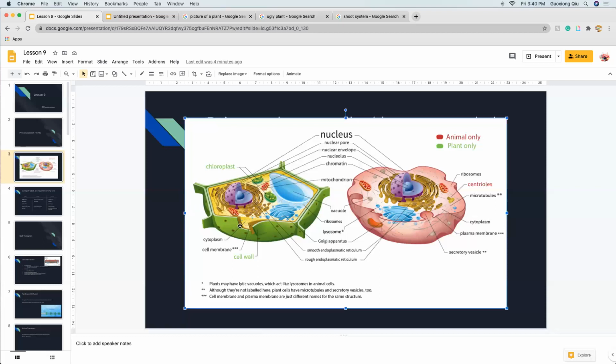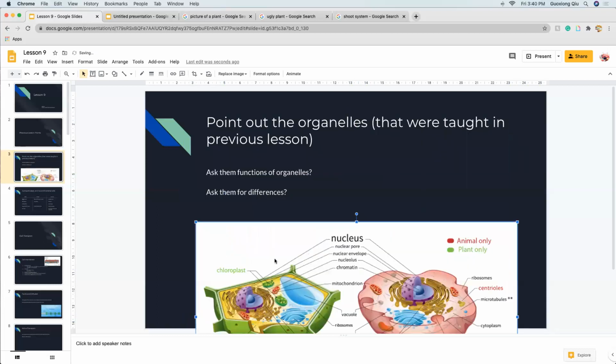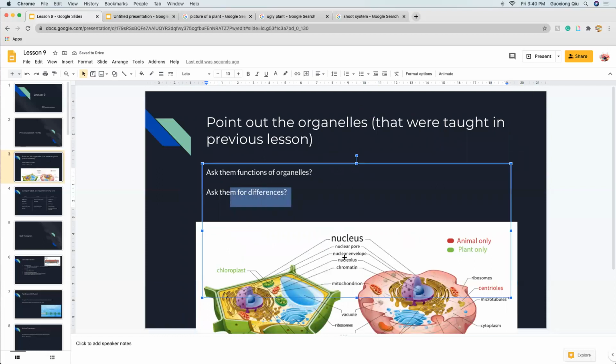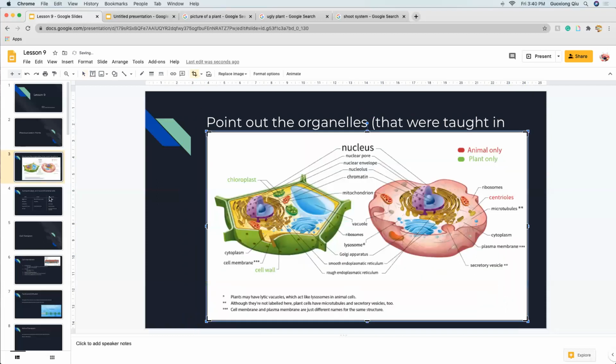And then of course, the thing I mentioned about what makes a plant have a boxy shape: the cell wall, which gives a plant its structure. Since plants don't have bones, they need extra structure with their cells. And then something that both have is the cell membrane, which is just the skin of the cell. What else do I need to talk about? Ask them for differences. Well, none of you are here, so whatever.